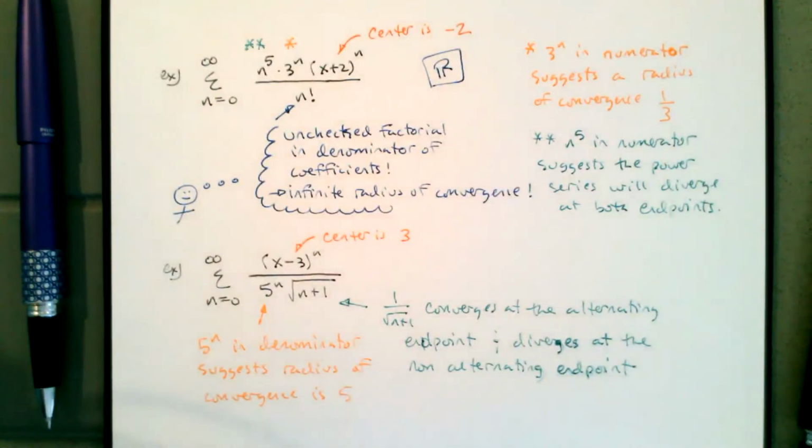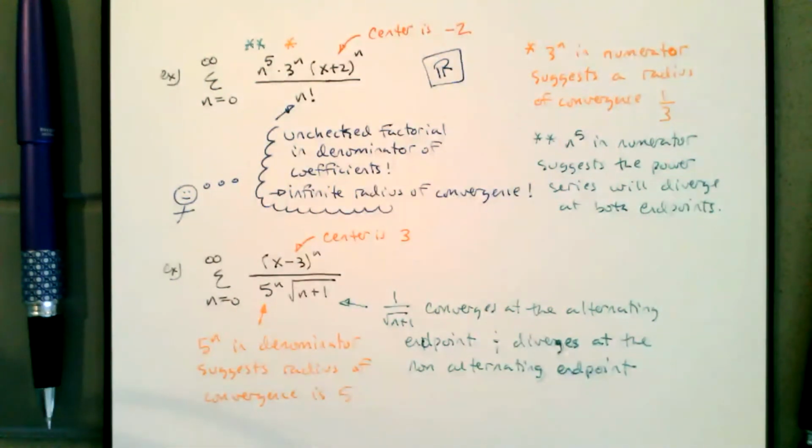Professor, I have a question. Yes. Why do we assume that it converges at one endpoint and diverges at the other? Is it because it's under the square root? Yeah, it's a 1 over n to the 1/2 power. And so as a p series, the 1/2 power diverges unless it's alternating. And that means at the alternating endpoint, we will get convergence. Got it. Okay, thank you.